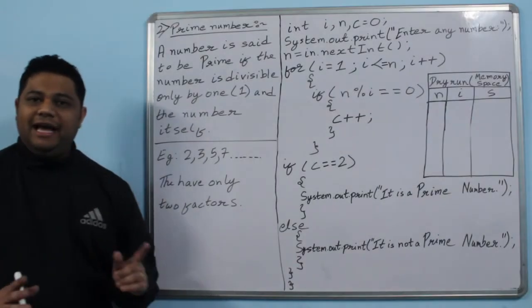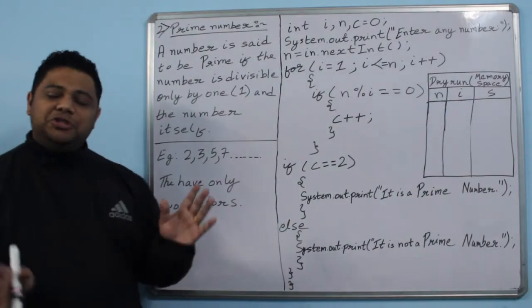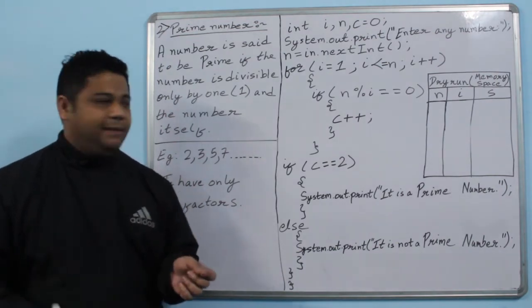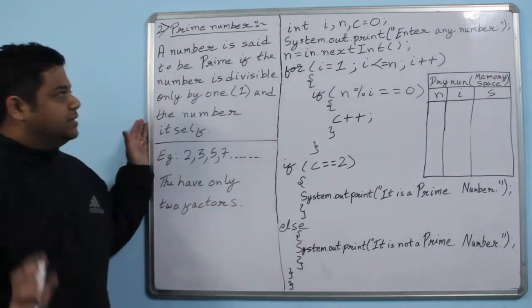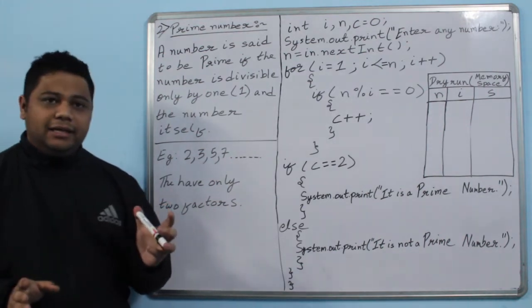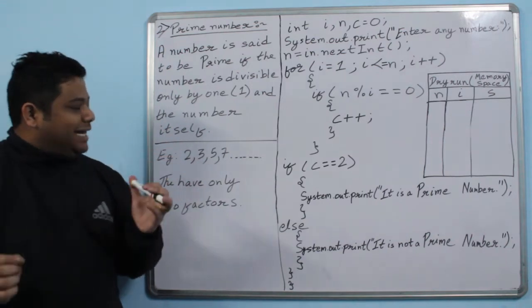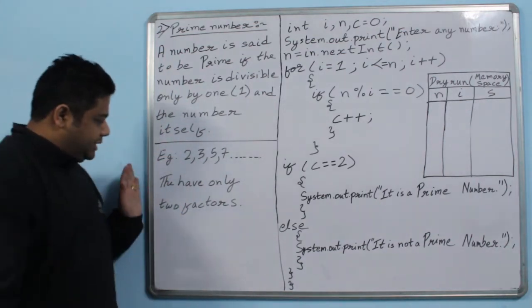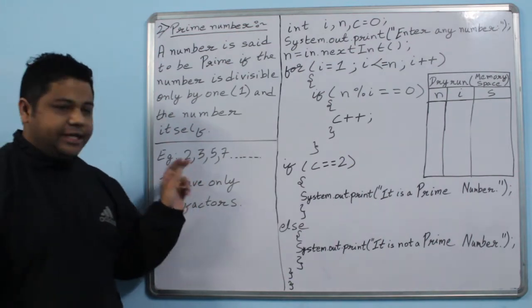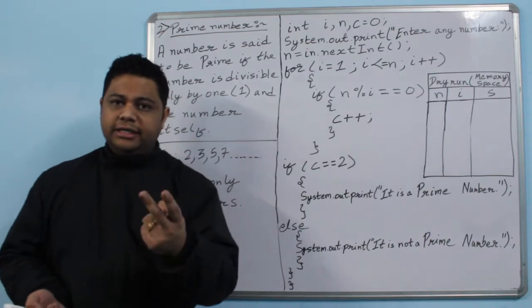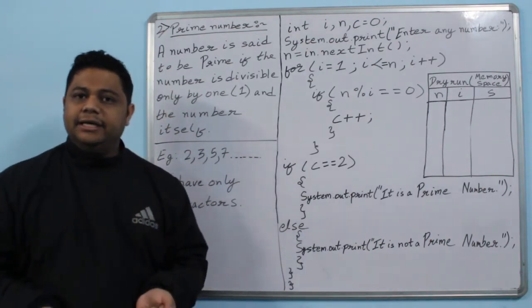The second program we have is the prime number. Now most of you already know what a prime number is because we have been learning this in mathematics for a long time. But even then I'll just let you know. A number is said to be prime if the number is divisible only by 1 and the number itself. I have given some examples also: 2, 3, 5, 7. That means a number which has only 2 factors is known as a prime number.